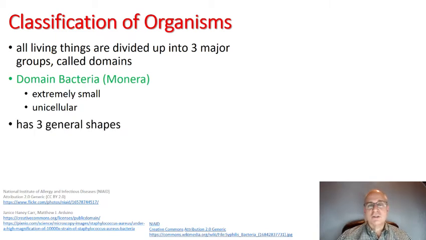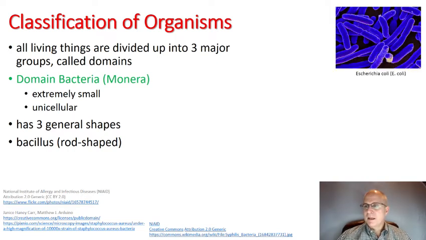Now, there's three general shapes to these organisms in the domain bacteria. Some of them are going to be rod-shaped, and we say the general term for a rod-shaped bacteria is a bacillus. And kind of the classic example we use of bacilli are bacteria that belong to Escherichia coli, or E. coli. These are bacteria that are commonly found in our large intestine, and they're really good as long as they're there. It's when they move out of the large intestine that there can be some problems associated with that.